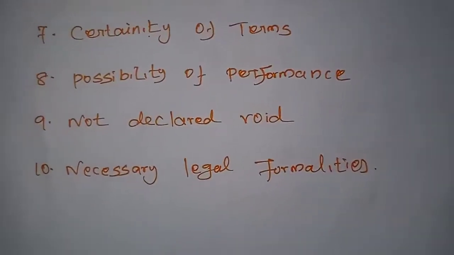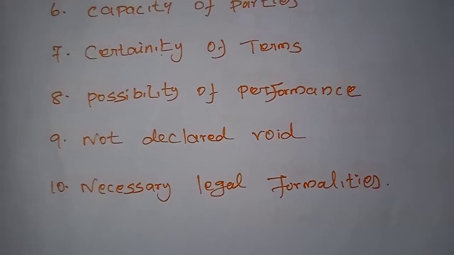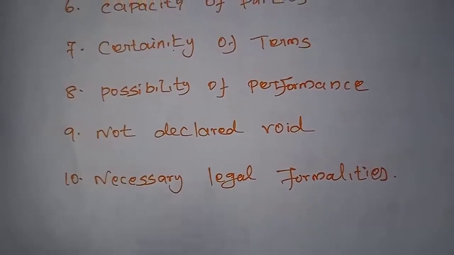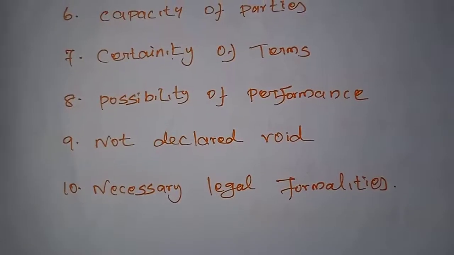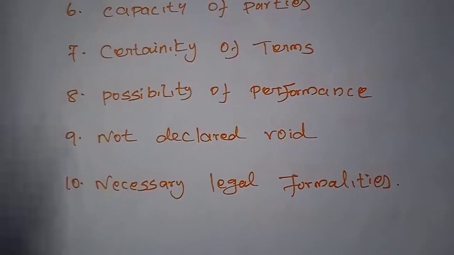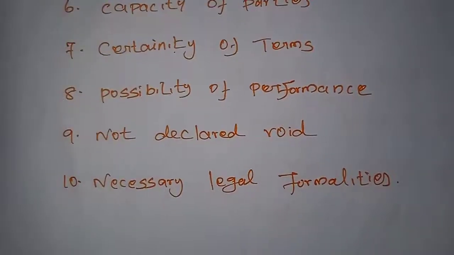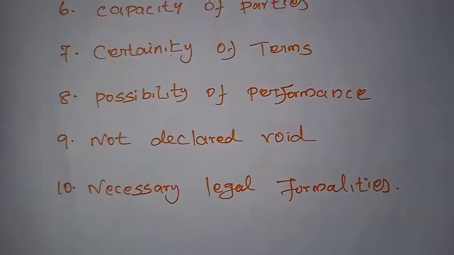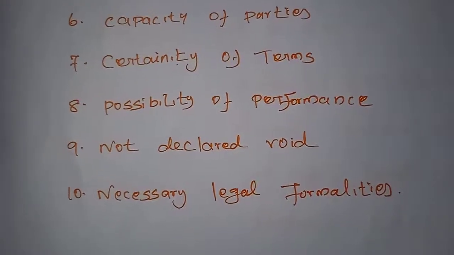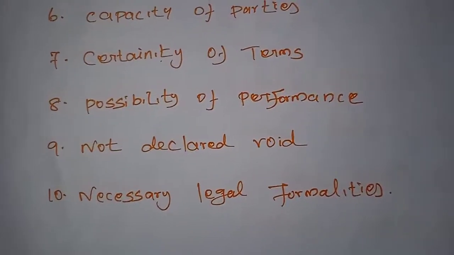Next, possibility of performance. The terms of agreement should be capable of performance. So if you come to an agreement, the agreement must be fulfilled by the two persons. An agreement to do an act impossible in itself cannot be enforced. For example, A agrees with B to discover a new planet. But that is not possible. So the agreement is void because the act is impossible to be performed from the very beginning.